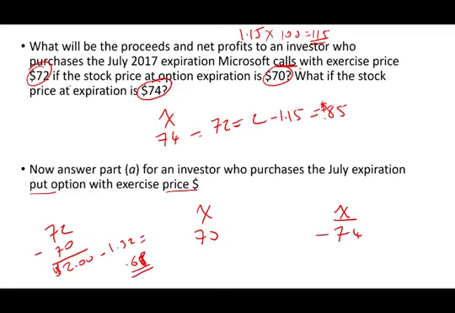If the stock price is 74, well, guess what? You make no profit if you have a put. Why? Because why would you sell it at 72 if you could sell it at 74? Therefore, what you would lose is your $1.32 times 100. So you would lose your premium, $132. So notice here, this is a loss.